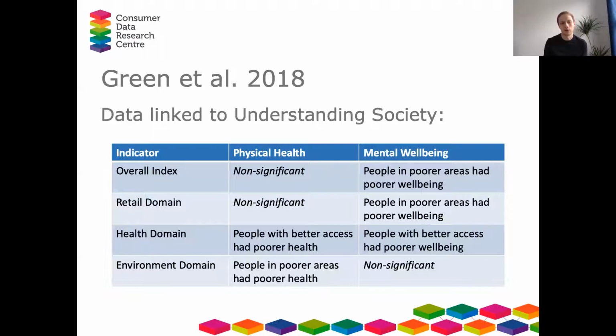So when we look at the environment domain, people who live in areas that have less green space or poorer air quality also have poorer physical health at the same time. This might be important for trying to elucidate the drivers and determinants of health amongst individuals, but also amongst areas at the same time.